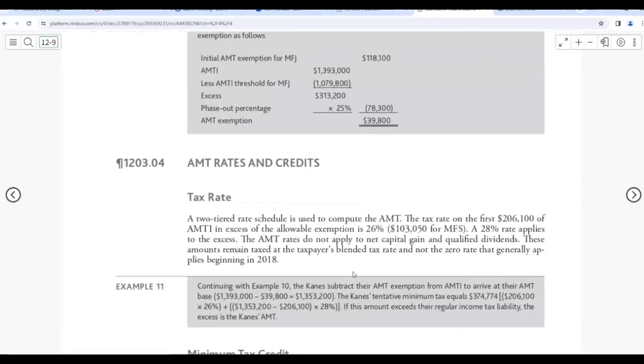And based on that, we just calculated that Rocky has 1 million 393, right? Minus exemption, has $1,353,000 of taxable income for AMT purposes. And we multiply that with 26%, a portion of it, and 28%, the remaining balance of it. We end up with $374,774 of tax that Rocky has to pay no matter what.